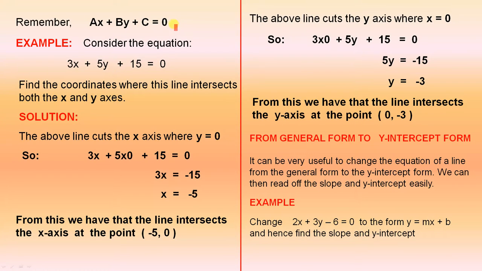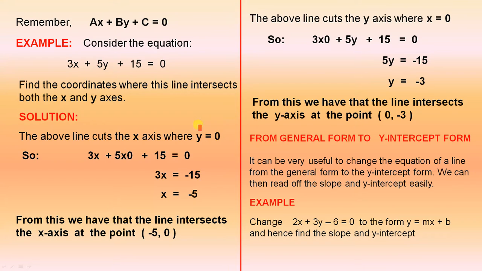So, from the previous slide, we had ax plus by plus c equals 0. Let's look at an example. Let's consider the equation 3x plus 5y plus 15 equals 0. That's the general form of an equation. Find the coordinates where this line intersects with both the x and y axes. This is how we do the solution.